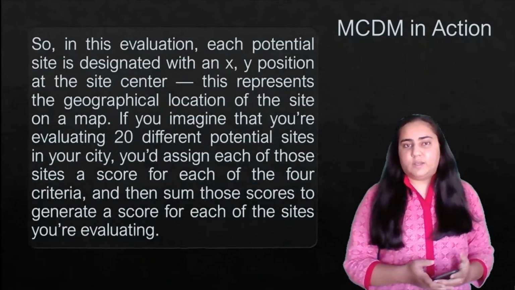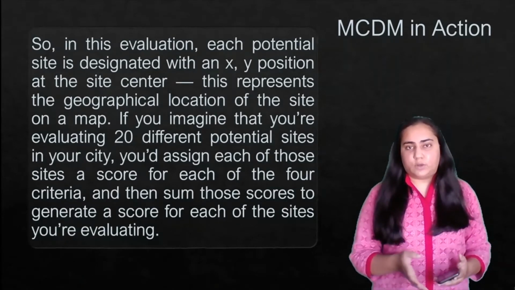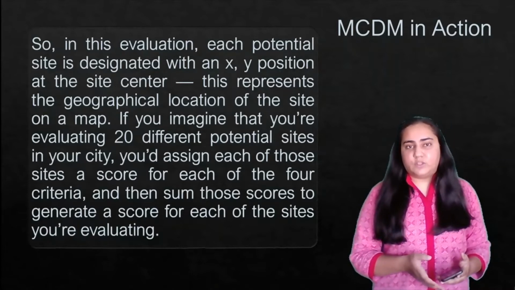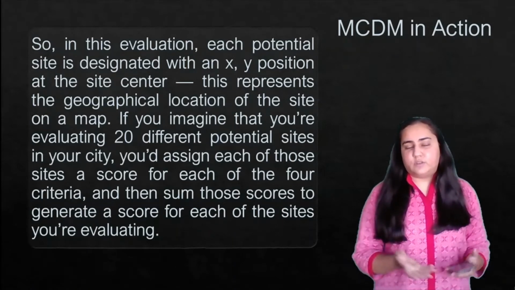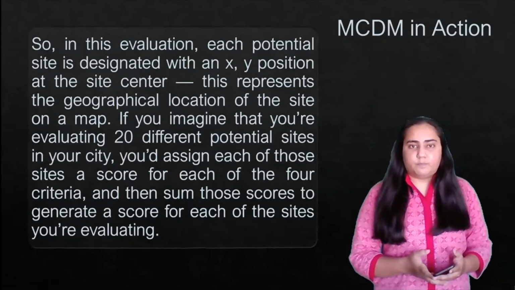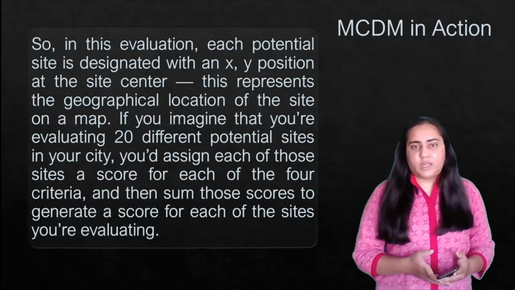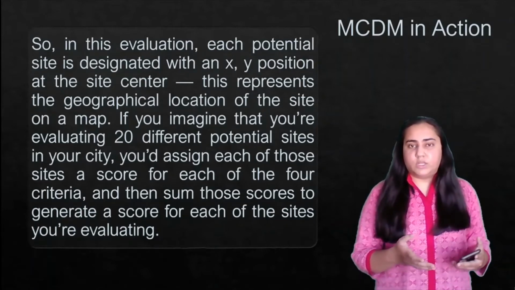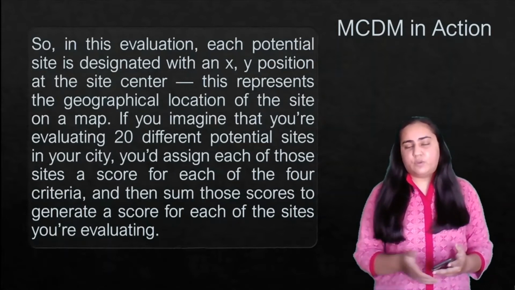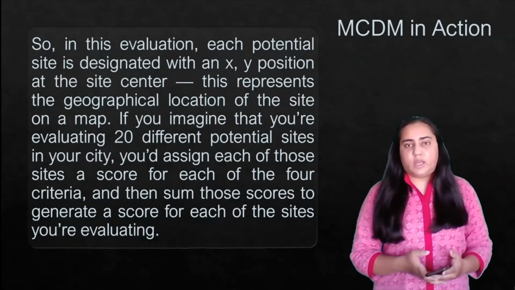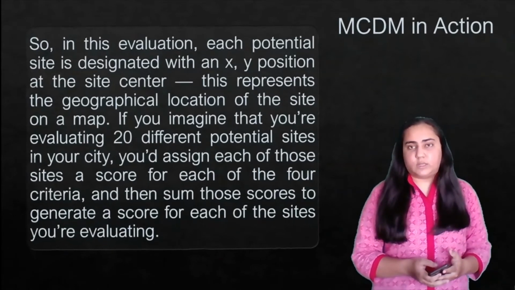During evaluation, each potential site is designated with an X and Y position at the site center. This represents the geographical location of the site on a map. If you imagine that you are evaluating, say, 20 different sites in your city, you'd assign scores to all the 20 sites based on the 4 criteria, and then the sum of the scores would generate 1 score for each site. There are 20 sites, 4 criteria, you just assign 0 or 1 and sum it all up for each site, and you get the total score for each of the 20 sites.